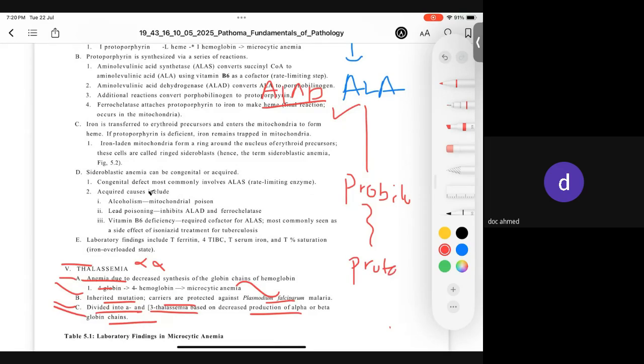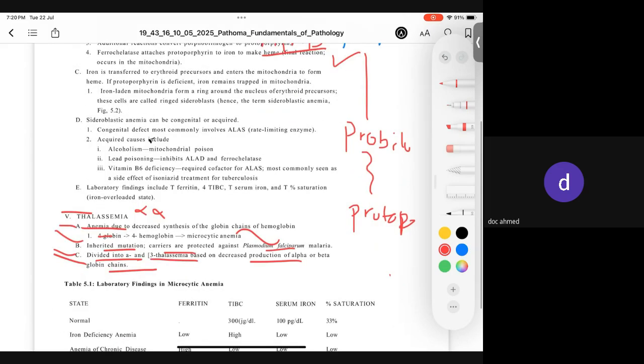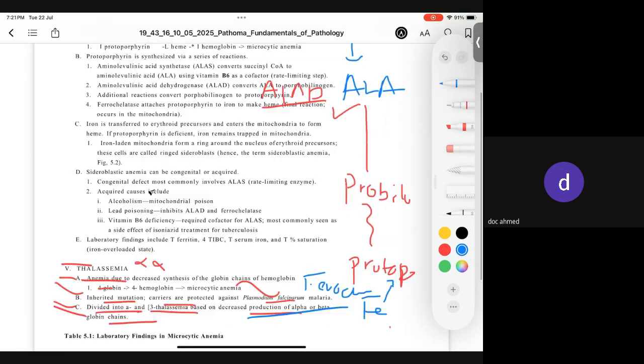Porphobilinogen then undergoes some chemical reactions, and in the end you get protoporphyrin. But once we have protoporphyrin, we need iron to get attached to it as well. The enzyme which does this job is ferrochelatase. Ferro means iron, and chelatase means chelating agent. So ferrochelatase takes iron and puts it into protoporphyrin, and then you have proper heme, which can participate in hemoglobin synthesis.